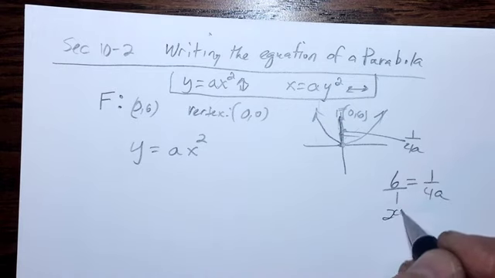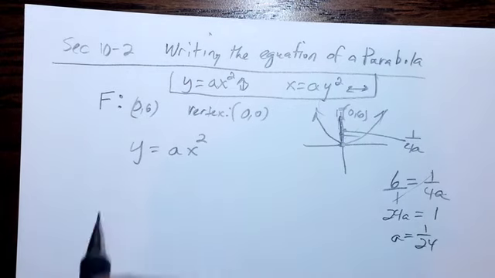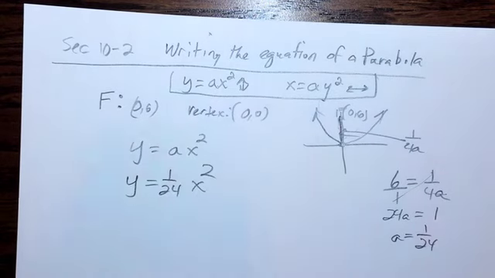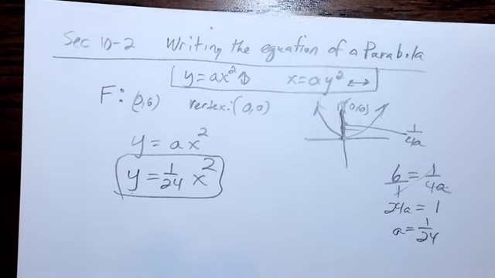So I know 24a equals 1 if you cross multiply. So a equals 1/24. My equation then is y equals 1/24 x squared. Here's the equation of that parabola.